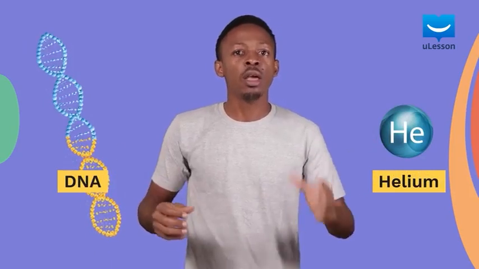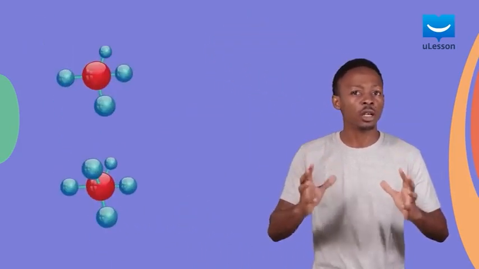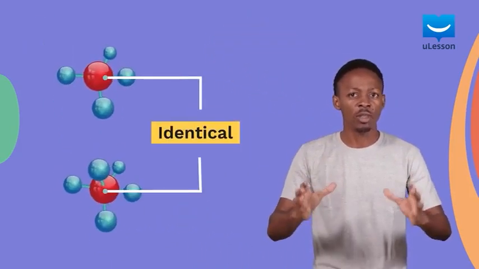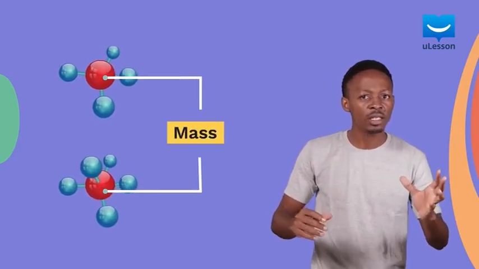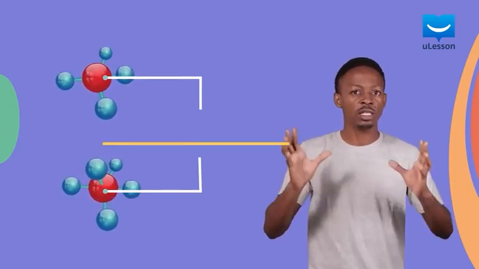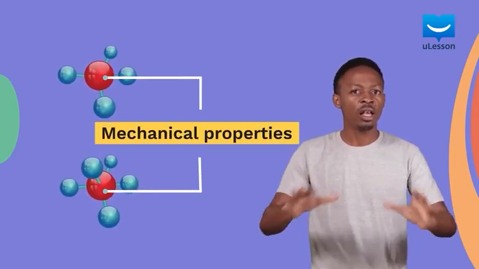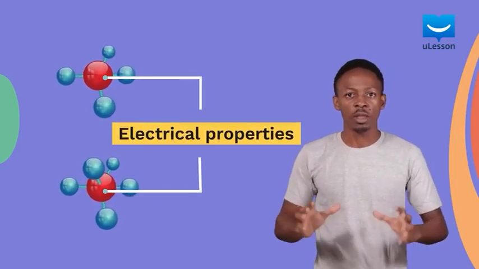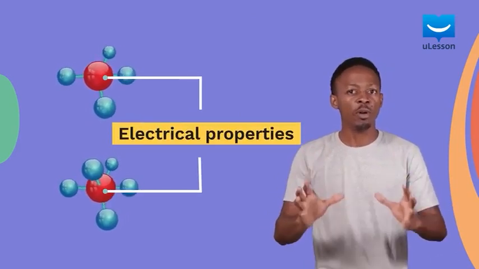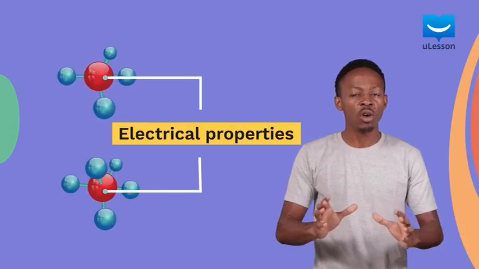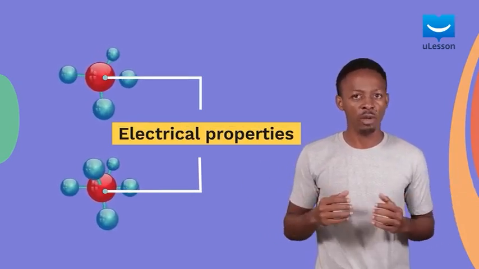Now, molecules can vary greatly in size and complexity, from molecules that contain just one atom like helium to very large molecules like DNA. The molecules of any particular substance are identical, meaning that they have the same mass, the same structure, the same chemical, mechanical, and electrical properties. A molecule can be made up of atoms of the same element or atoms of different elements.